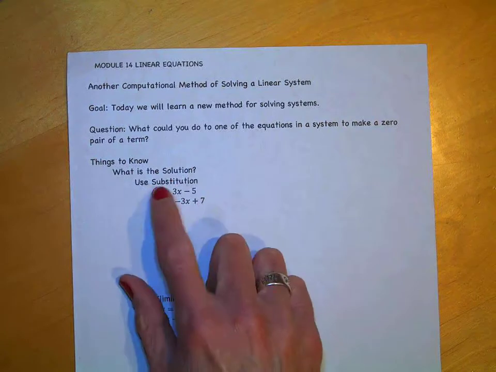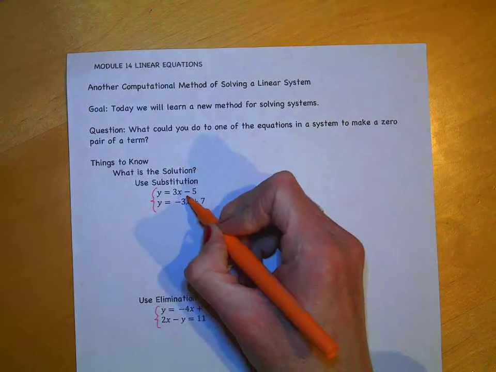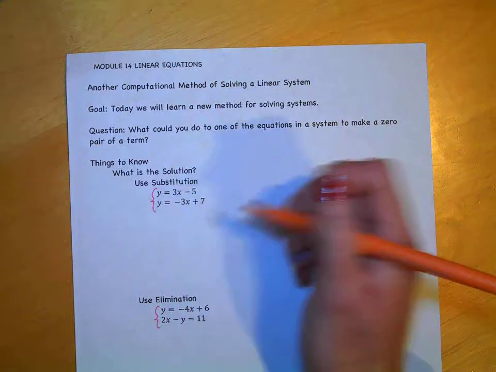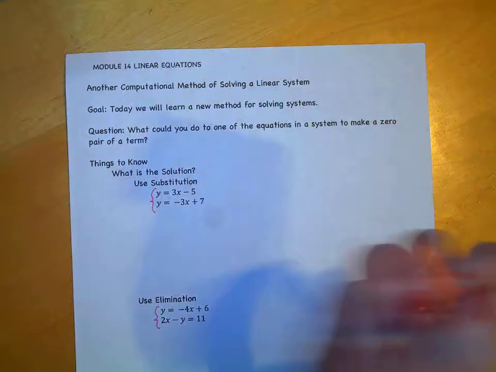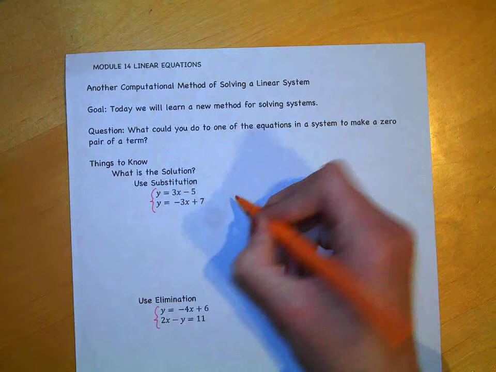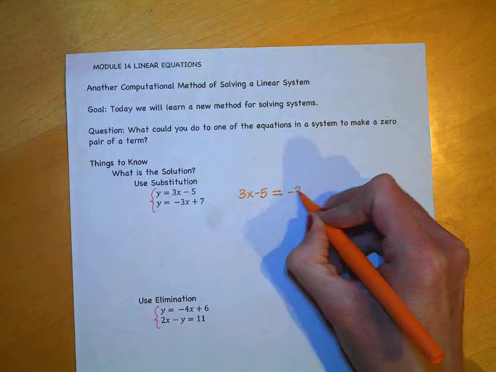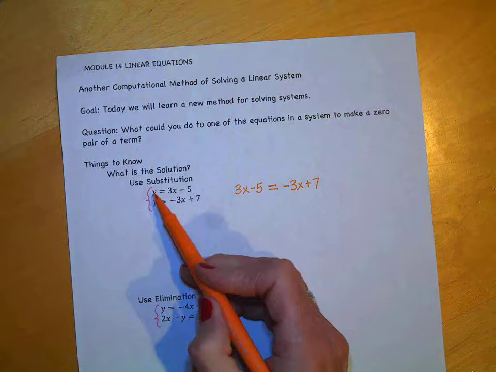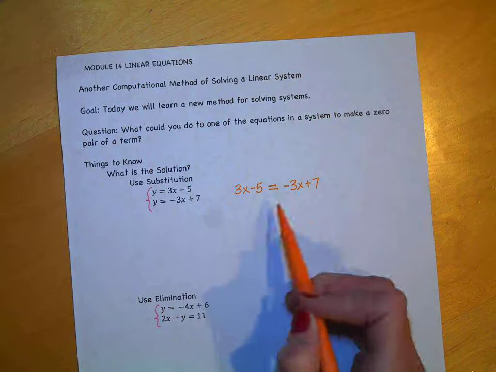So when the directions explicitly say use substitution, since they're already set up for y equals, then we know that what is really going on here is that they equal each other. Because this one equals y, and this one equals y, and there's only one y in our system, they must equal each other. So the way that you use substitution is you set them up to equal each other. So we can write 3x minus 5 equals negative 3x plus 7. And the reason why we can do that is because they both equal y.